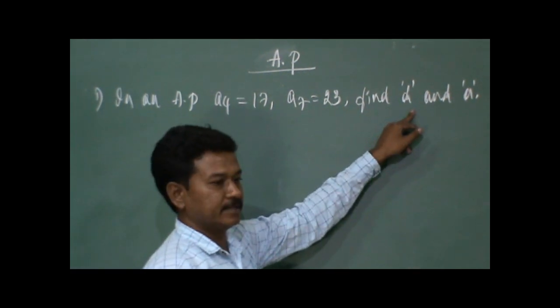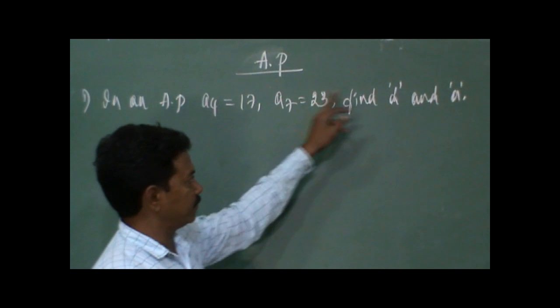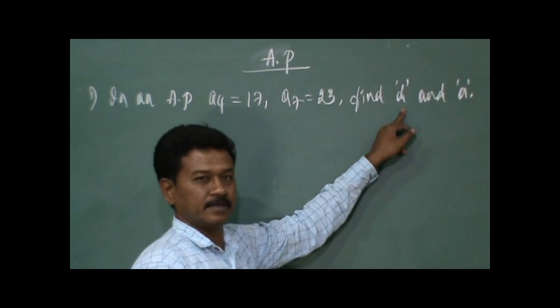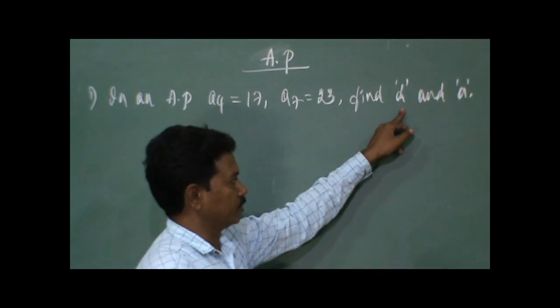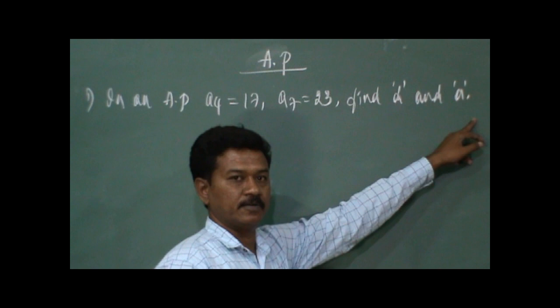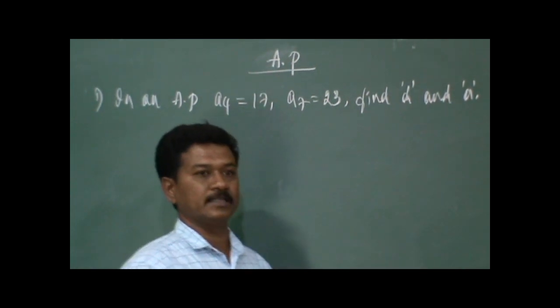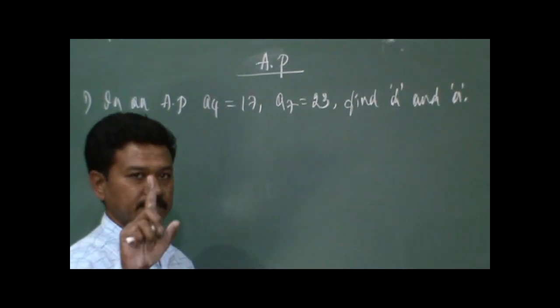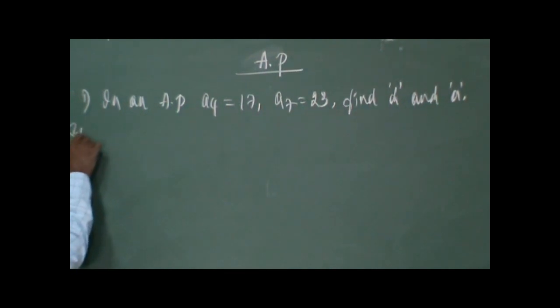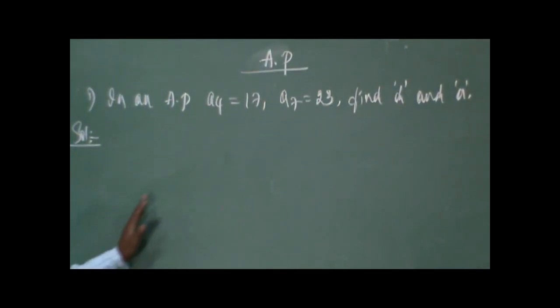Find D. Two different terms are given, we have to find out D. The formula is ready with us, so we have to go with some data regarding that. I will show you how it is done. After finding out D, also find the value of A, the first term of that AP. Okay, let us go with this. Let us write the required data.